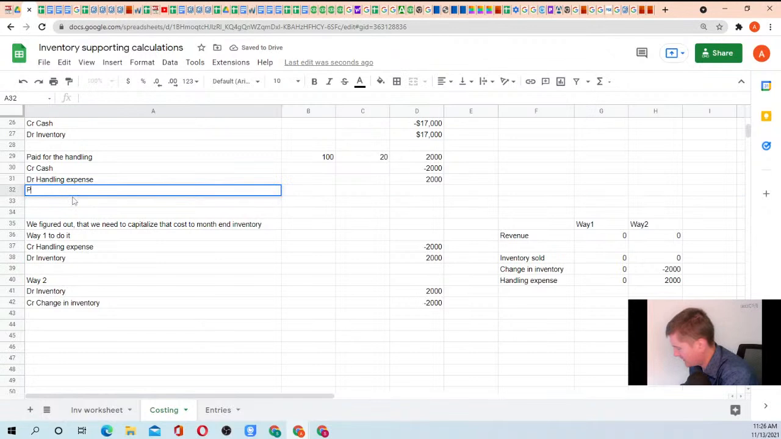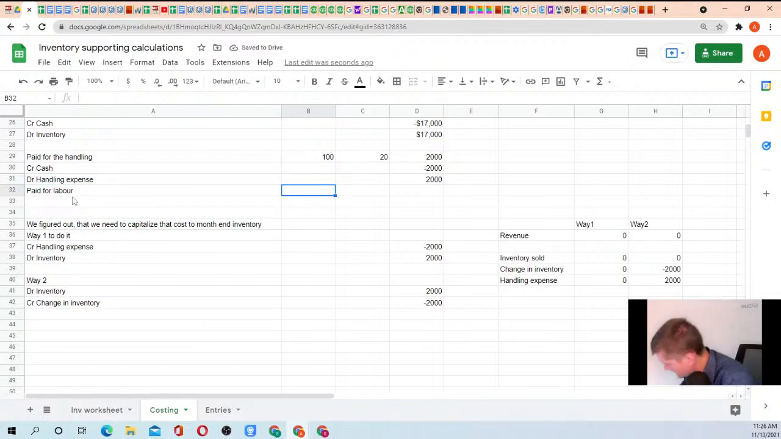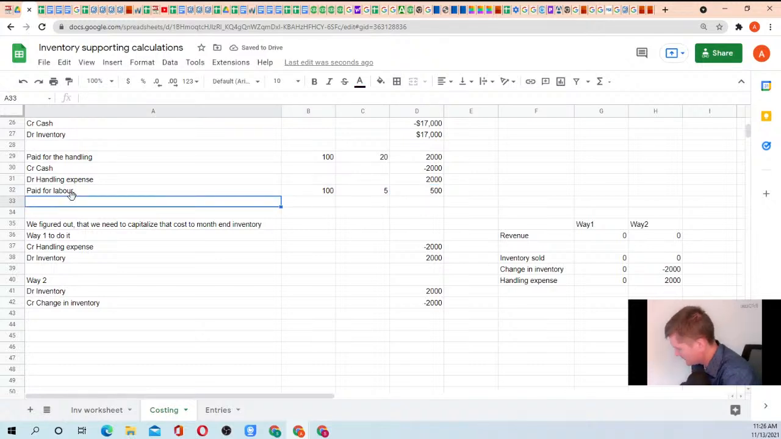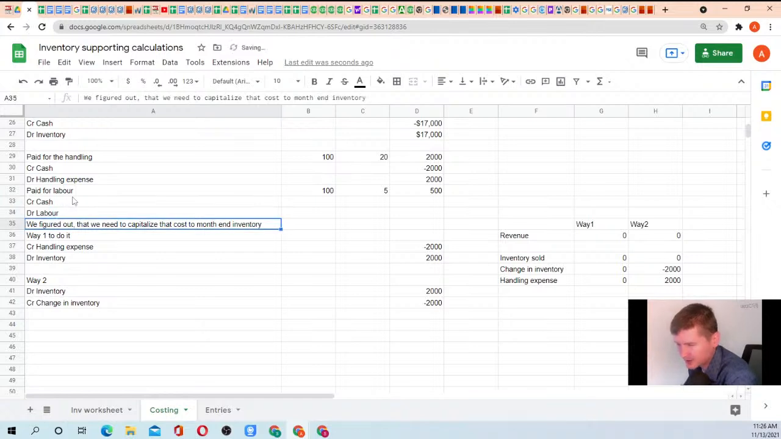Let's also say paid for labor. Let's say $5 per mattress, $500. We do not pay our workers much. We paid $5 per mattress. Okay, paid for labor. And that will be credit cash, debit labor expense.